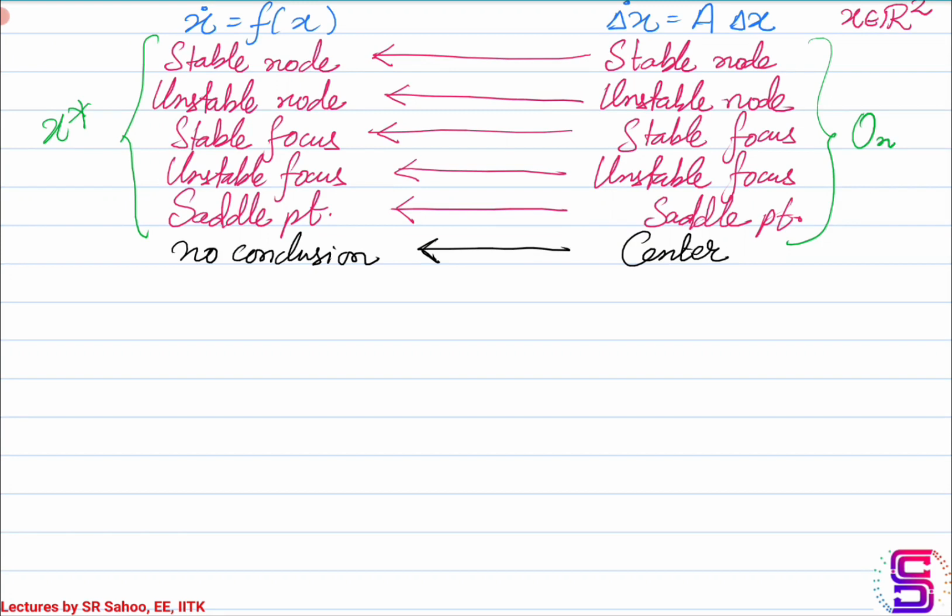Similarly, if the eigenvalues of A are such that there is at least one eigenvalue whose real part is 0, while the real part of other eigenvalues is not positive, then in the linearized system we cannot draw any conclusion about the stability of the equilibrium point x star in the non-linear system. Okay, so I'll put it down.